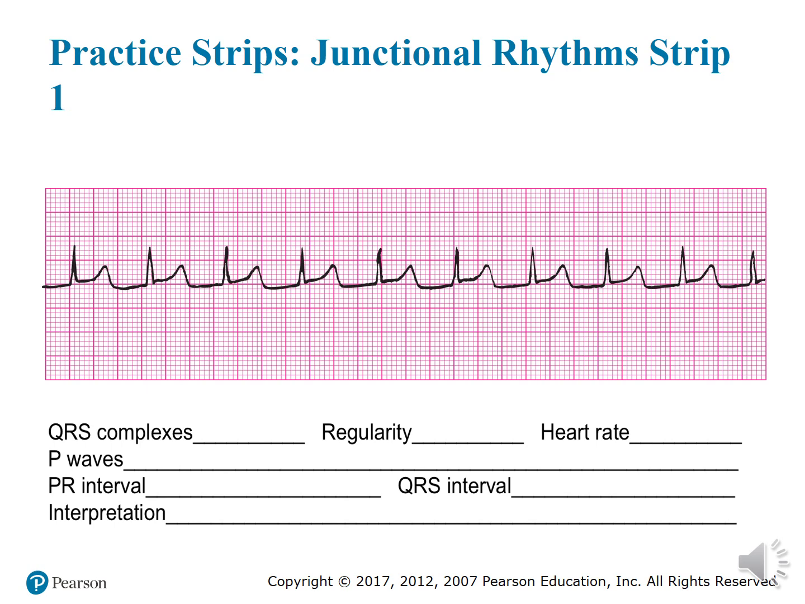Junctional rhythm says our heart rate has to be what? 60 to 100 beats per minute, correct? Our heart rate is just at 100 beats per minute. Our regularity is regular, and we have no P's.